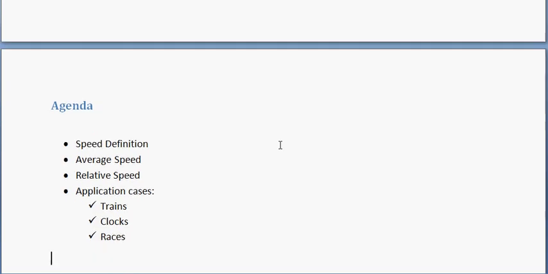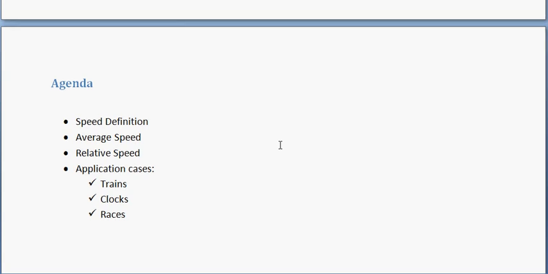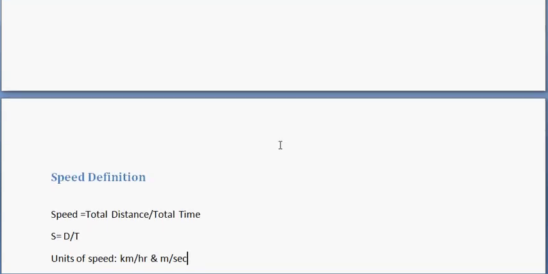What we would do is we would do the basic definition of speed, we would understand the concept of average speed, then we would go to relative speed, and then there are special application areas like trains, clocks and races. We would see a few questions from all these 3 areas. But in today's session, we would define the speed and see some questions related to average speed. So without wasting any more time, let's go to speed, right?